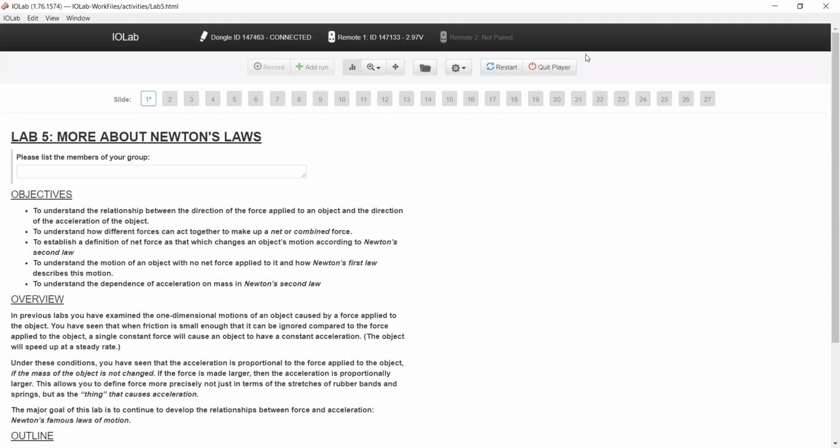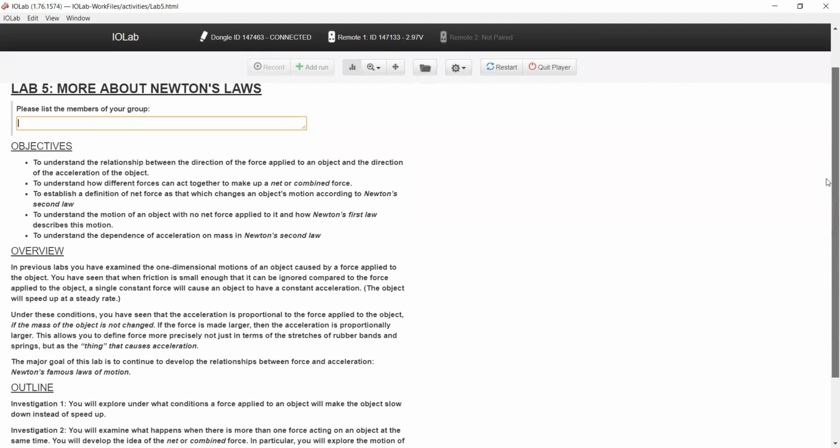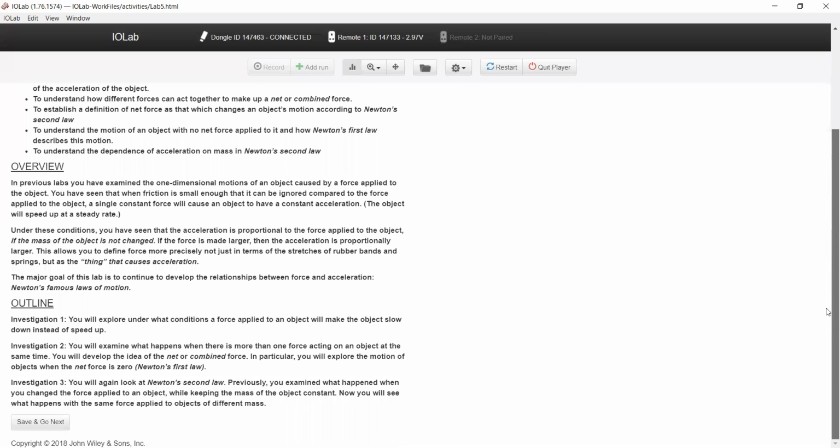Do not forget to write your name on the first slide. In the last lab, we saw the relationship between force and acceleration when they were moving in the same direction. Now in this lab we'll see how they behave when they are in different directions, the force and the direction of the acceleration of the object. So you may go ahead, write your name, and then click on save and go next.